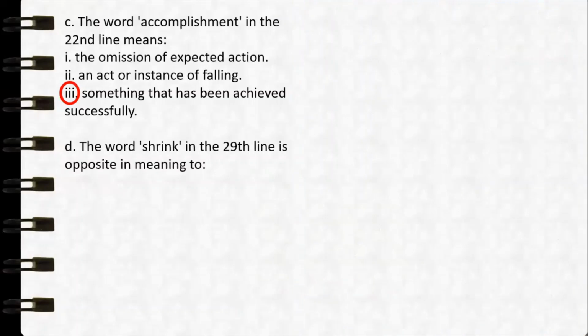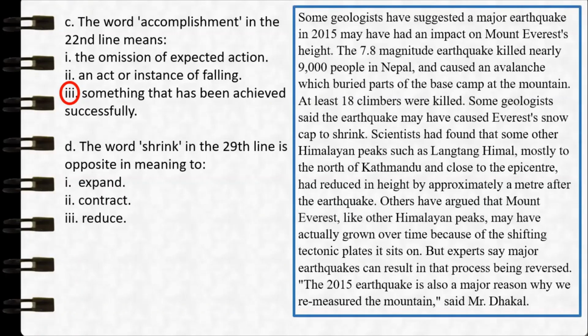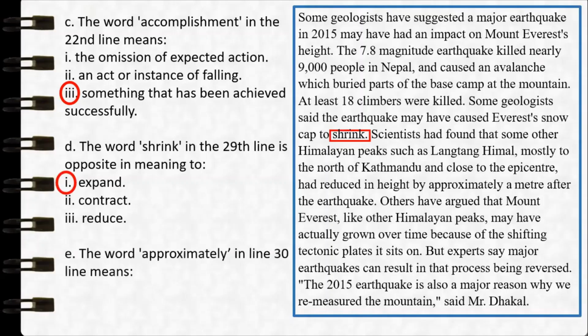Question number D, the word shrink in the 29th line is opposite in meaning to. So question number D is asking for an antonym, and you have got 3 options. And when you see that in the passage, it is shrink, shrink opposite is expand. And number E, the word approximately in line 30 means exactly, nearly, or precisely. And when you see that in the passage, another word for approximately is nearly.